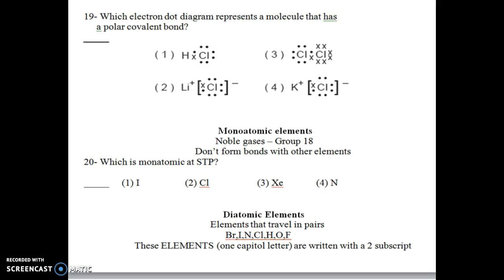We also have to talk about the diatomic elements. Your diatomic elements are elements that travel in pairs. Therefore, they're written as O2, N2, I2. I think of the diatomic elements as one of my professors, Dr. Brinkelhoff. B-R-I-N-C-L-H-O-F. Brinkelhoff. Well, not really, but what it comes down to is your bromine, iodine, nitrogen, chlorine, hydrogen, oxygen, and fluorine. Brinkelhoff. They're all diatomic.